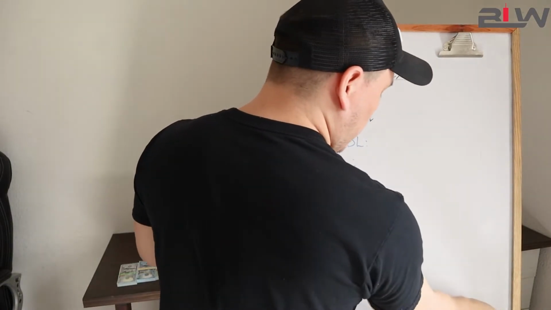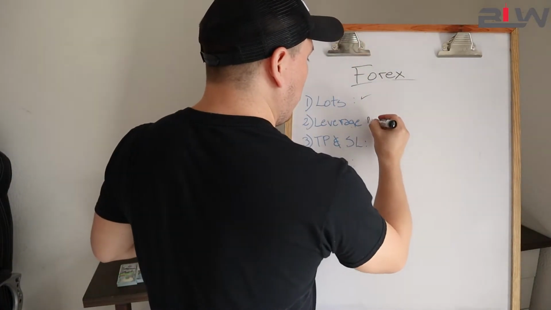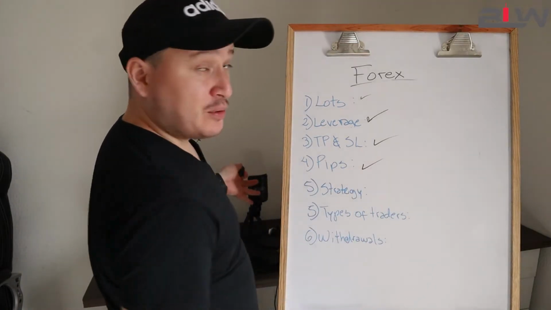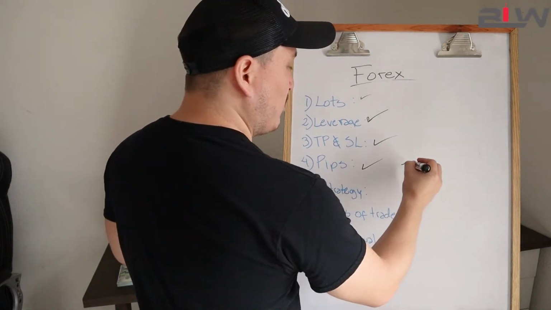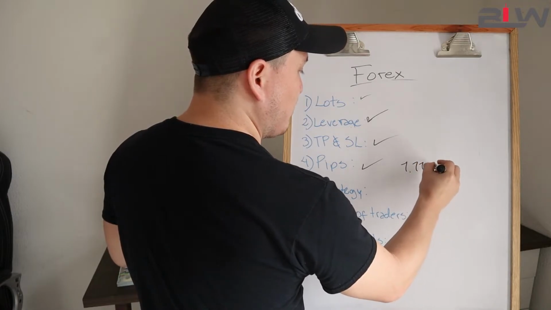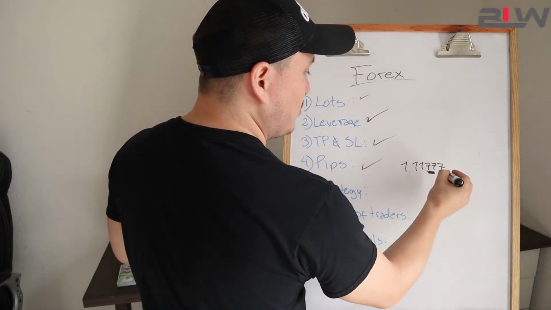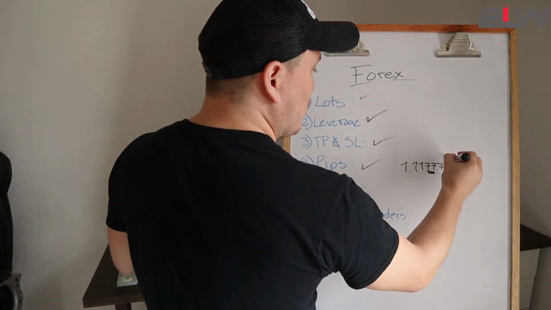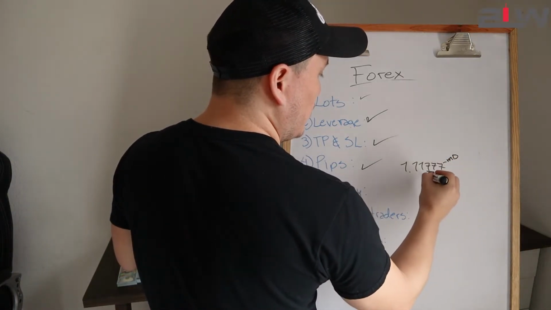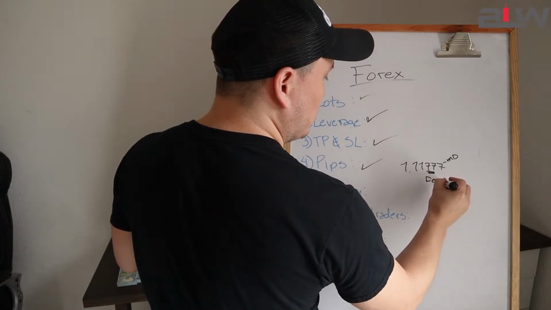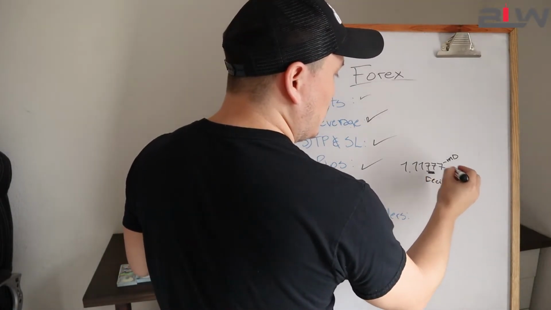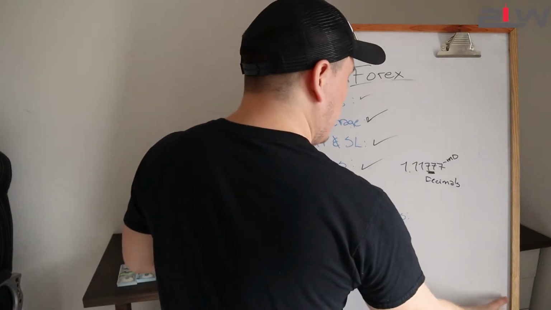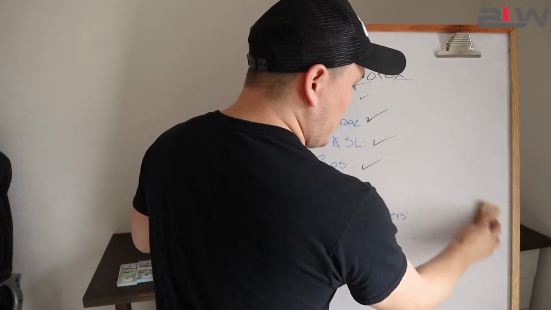Remember, if something is not clear, always rewatch the training. Now, pips are already covered, remember, 11777. These are the pips. This is a micro decimal, and these are the decimals. This is a micro pip. Okay? Good. This is already covered in a previous lesson.